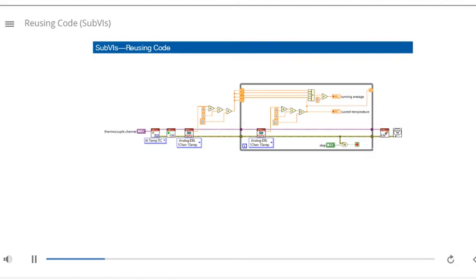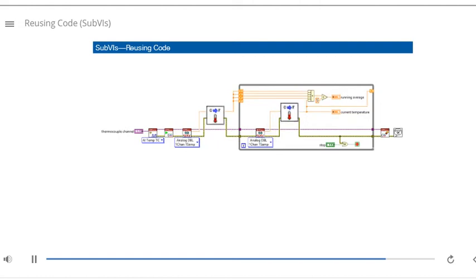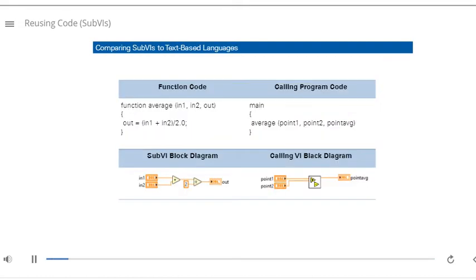Sub-VIs are similar to the subroutine in text-based programming languages. Use sub-VIs when you have code that performs identical operations on different parts of your block diagram or in another VI. The following pseudocode and block diagrams demonstrate the analogy between sub-VIs and subroutines.